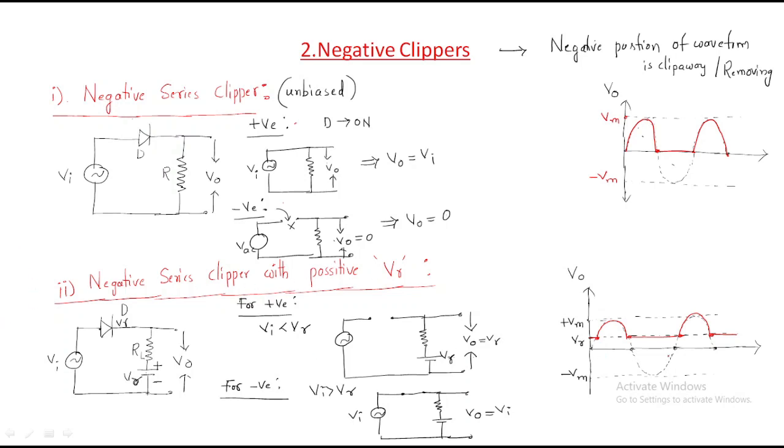Look here. The negative is removed, and below the reference voltage it is only the positive VR. Okay, next. This one is biased and the earlier one is unbiased. The reason is that in the earlier case there is no reference voltage, no biasing voltage. In the second case it is biased because the bias voltage is available.